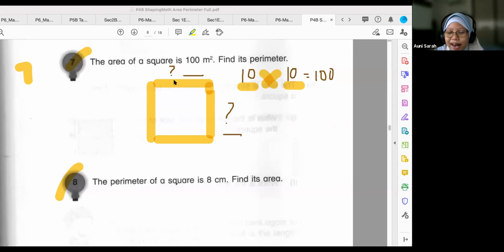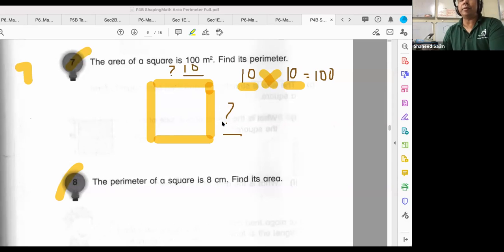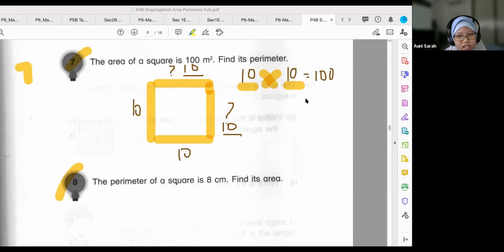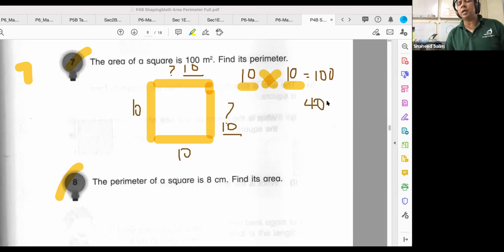10 times 10. Oh. So then you want to find the perimeter? Very simple. Now you know this is 10. So 10 plus 10 plus 10 plus 10 is 40. Okay? 40 cm is the perimeter. Or you can say 10 times 4. Why times 4? Because there are 4 sides. So you get the perimeter, 40.